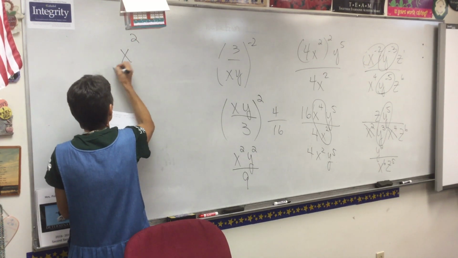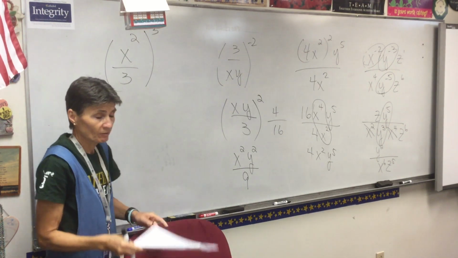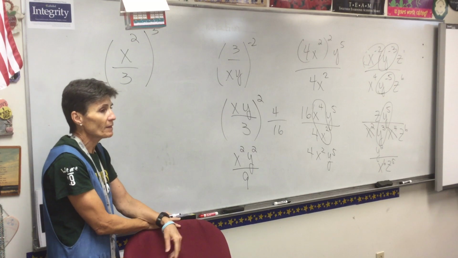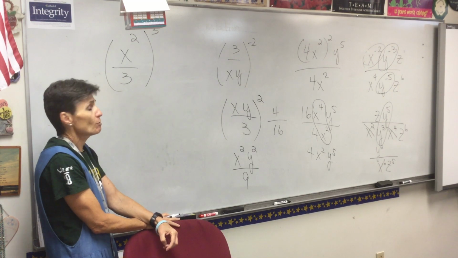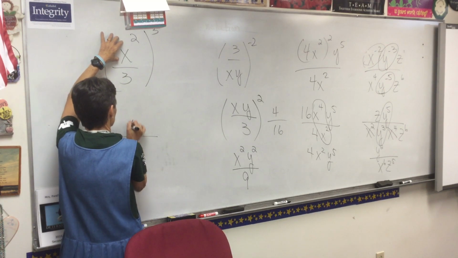Alright, so here we go. Are you going to flip it? No. No, you're not going to flip it. It does not have a negative exponent. So you're just going to cube everything. So what do we have on the top? X to the 8.